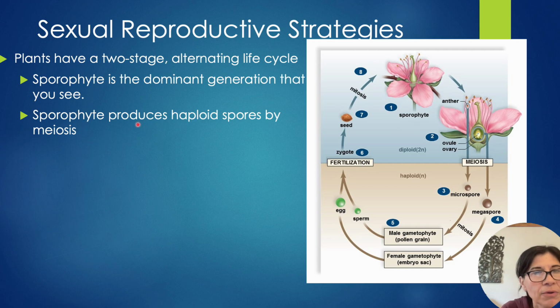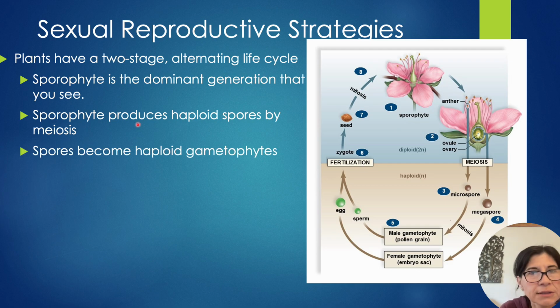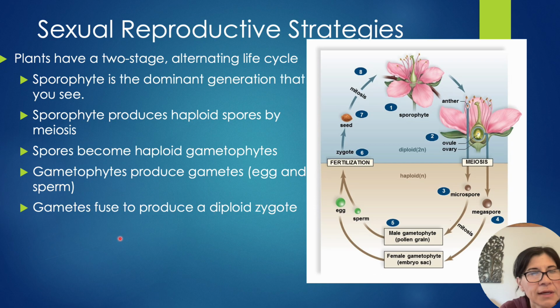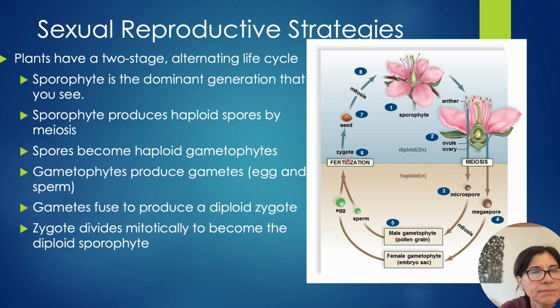So the sporophyte produces the haploid spores by meiosis. Spores become haploid gametophytes, right? The gametes, the egg and the sperm. Gametophytes produce gametes, egg and sperm. Gametes fuse to produce a diploid zygote, which is now the sporophyte generation. The zygote divides to become the diploid sporophyte, right? Or it is actually, because it's diploid, the larger structure.